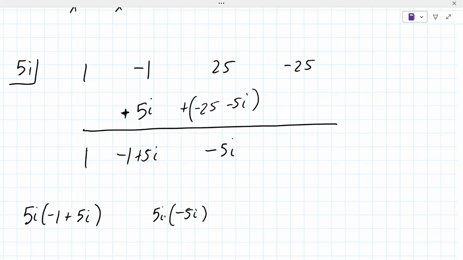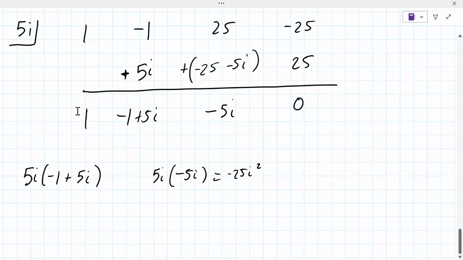So is it negative 25i squared? -25i squared. What does that produce, though? Just 25. So you do get 0 there at the end.